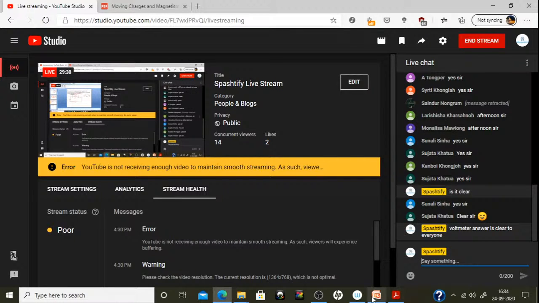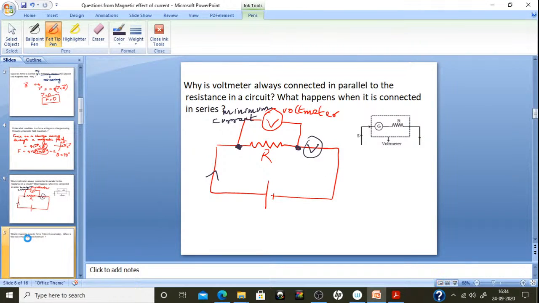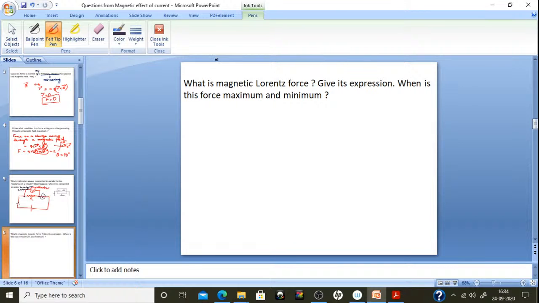Okay, next question. So what is magnetic Lorentz force? I have already answered this question. Give its expression. When the question is only about magnetic, then the answer will be Q V cross B. We will not include the electric part. This part is not included because it's only magnetic, so only this part is included.